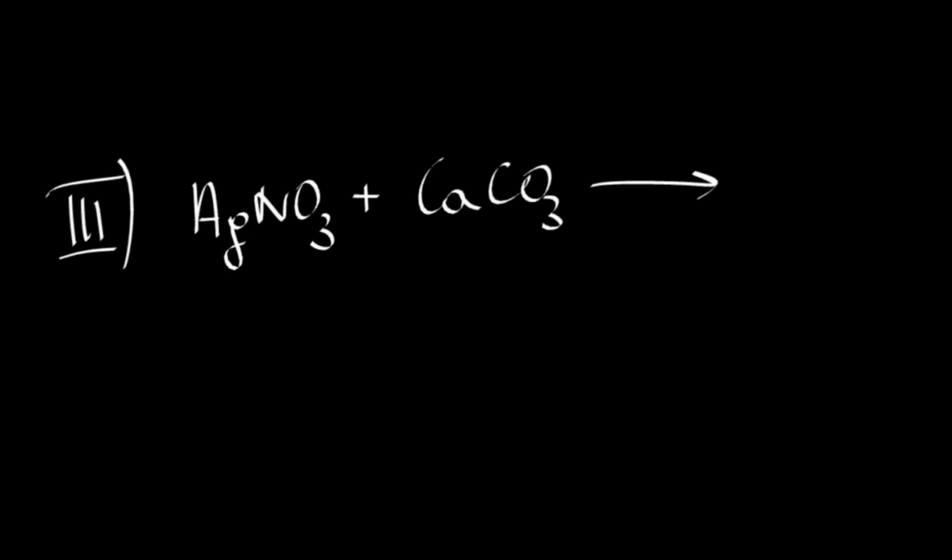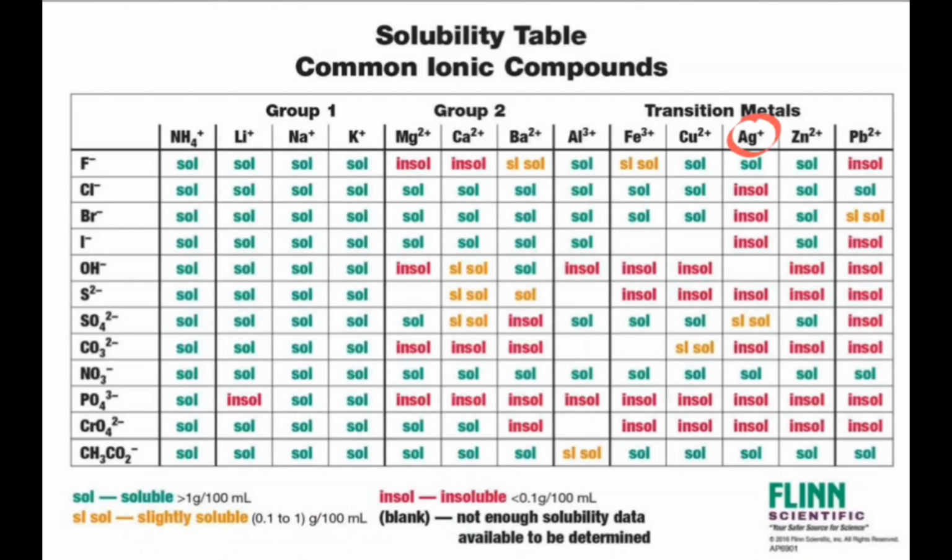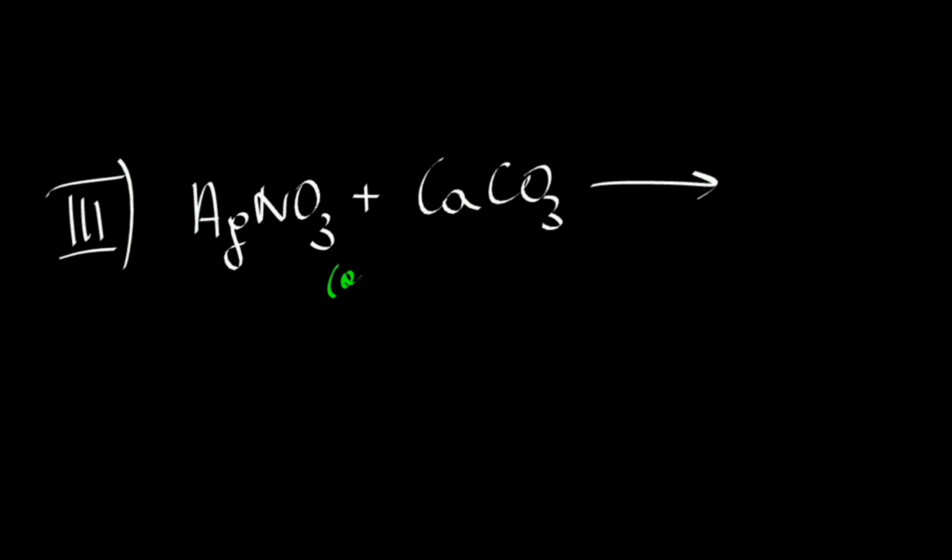In our third example, we have another double displacement reaction, because two compounds are present. So let's apply the reactants rule. Silver nitrate is soluble, however, calcium carbonate is not, and because of that, the reaction doesn't occur. Don't forget that both reactants in these reactions must be soluble in water.